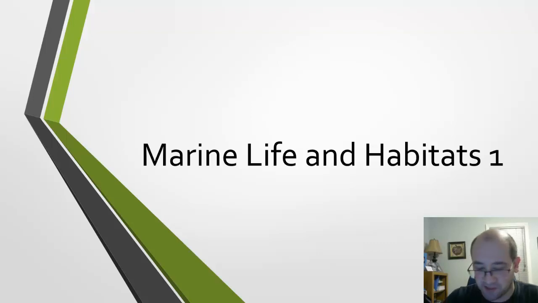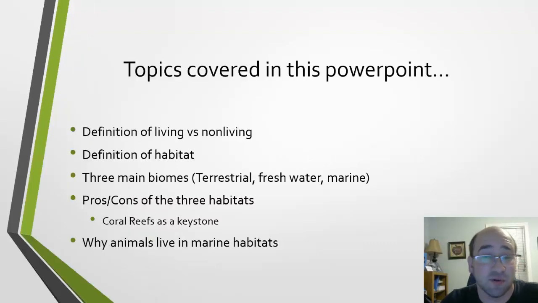Today we're going to be starting off our next week and we're going over marine life and habitats. The topics we're going to go over are the definition of what a living thing is, and non-living is the opposite. We'll go over a definition of habitat, three main biomes or habitat types, pros and cons of those habitats, and talk about coral reefs for a little bit, and then why animals live in those marine habitats.